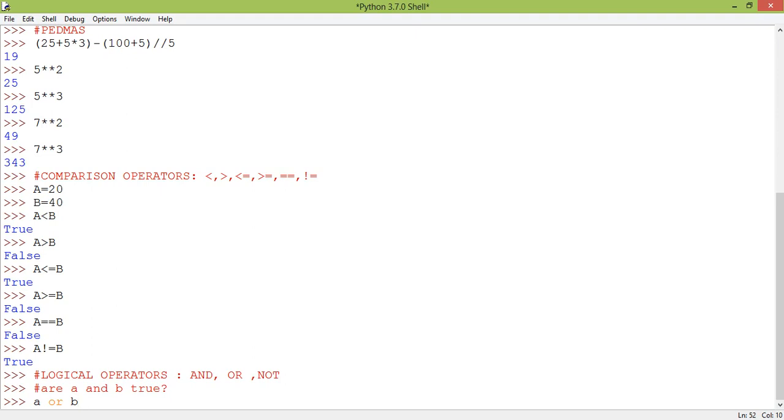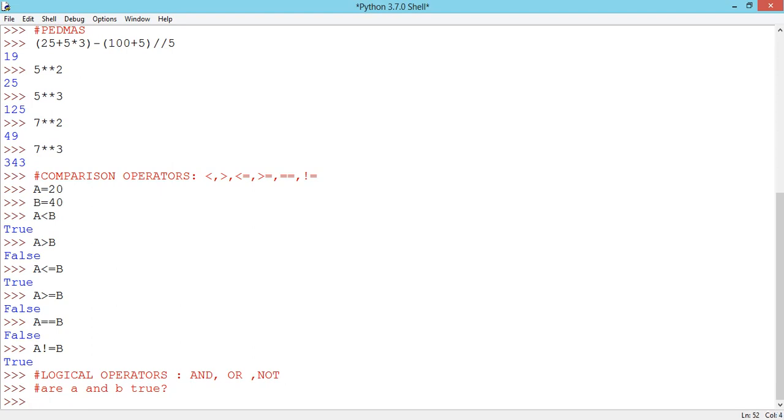A or B is true if either A is true or B is true, otherwise it is false. If A is false and B is false, the answer is false. Either of them should be true in order to get the answer true. So that was OR operator.